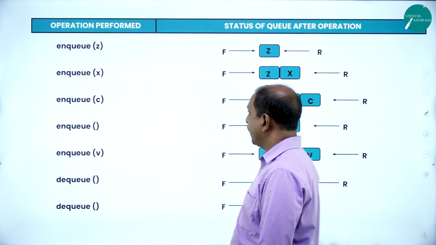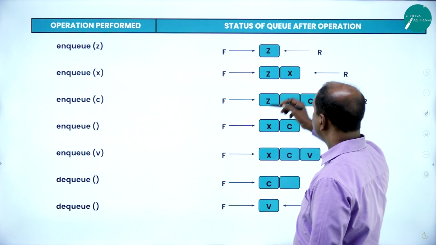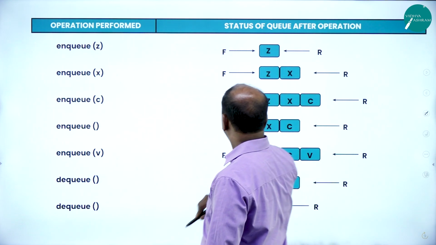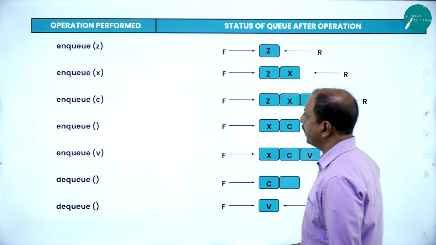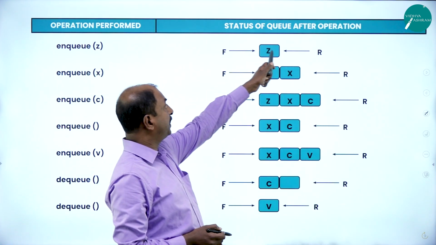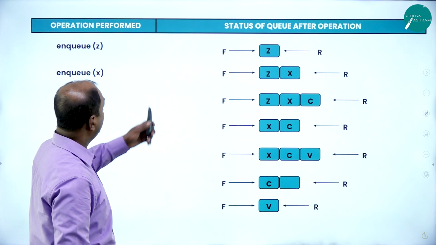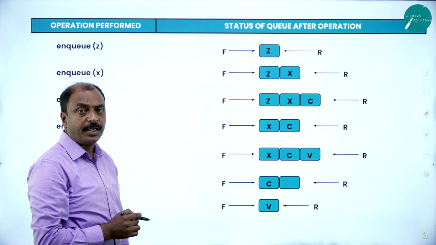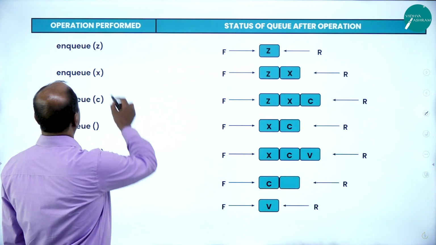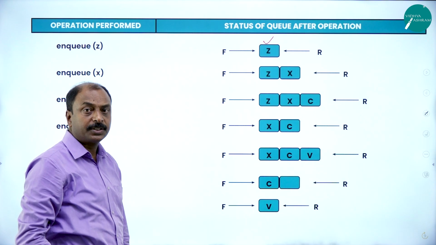Now, let us see the different operations like NQ and DQ with this diagram. These are the operations and the status after each operation. Look at the first one, NQ Z. At the beginning, the queue data structure is empty. There are no elements. NQ is an operation to insert a new element at the rear end. So with NQ Z, we add the element Z into the queue.